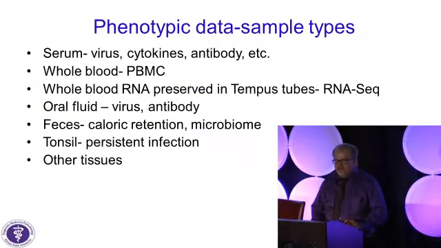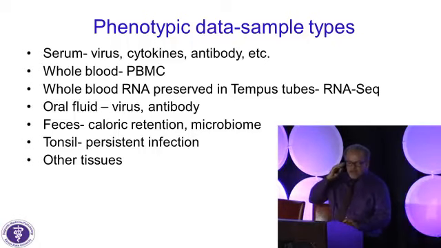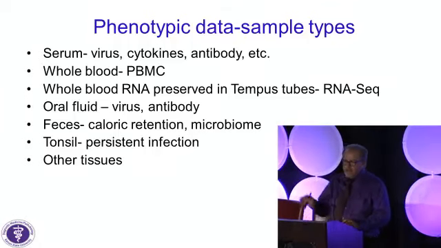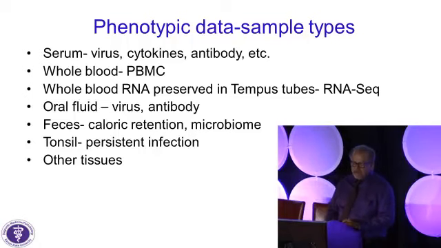Phenotypic data types, in terms of the samples that we collect, of course we collect serum for virus, cytokines, antibody, and whole blood for peripheral blood mononuclear cells. We've done quite a few of those studies. Of course, we can't do that on every pig. That's a huge amount of work. Just about all the blood samples that were collected during the study were stored as RNA, preserved in Tempus tubes. And you're going to see a lot of RNA-seq data that comes from these studies.